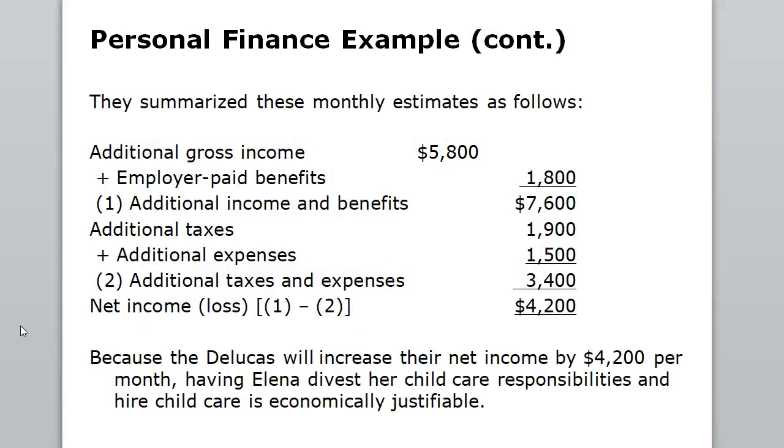So if we look at this additional gross plus her employee benefits, it gives her additional income of $7,600. And if we look at the additional taxes and additional expenses, together they are $3,400. Subtract that from the $7,600, and we get an additional net income of $4,200. So because their income will increase by $4,200, they should definitely have Elena divest herself of her child care responsibilities and return to work.